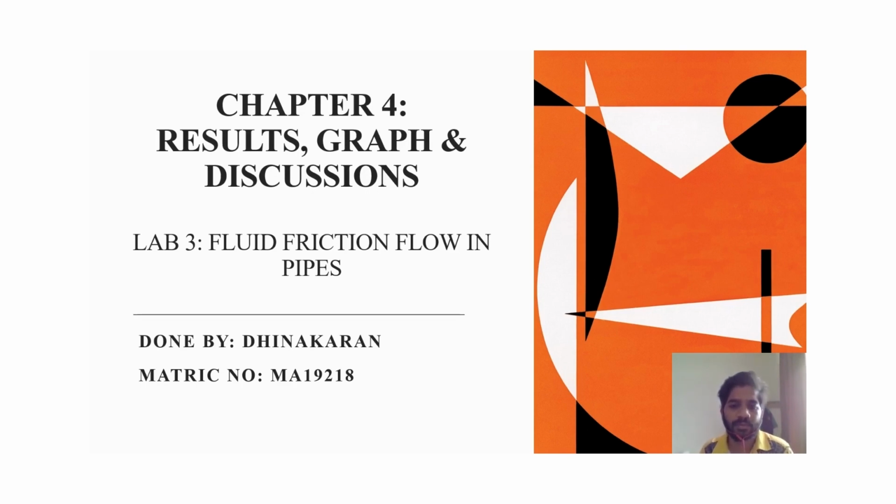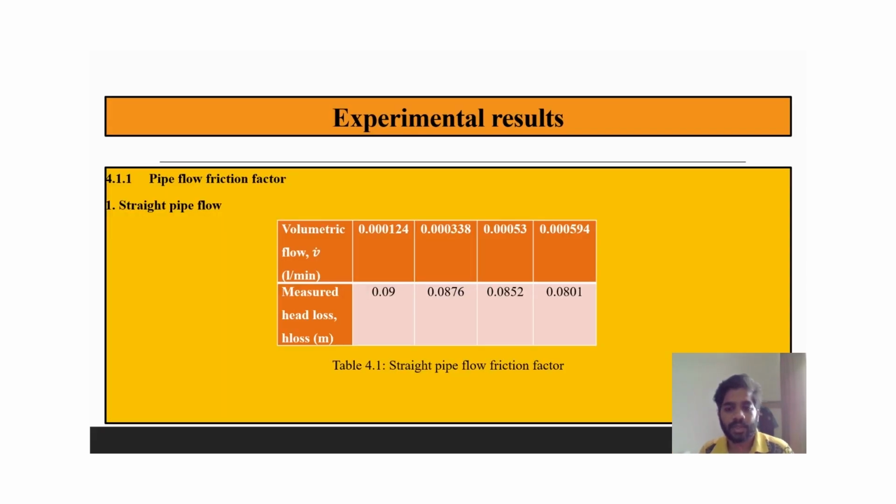Okay, today we're about to see chapter 4, which is the results, graphs and discussion for lab 3, known as fluid friction flow in pipes. Now we're about to see the experimental results obtained, starting from the pipe flow friction factor for the straight pipe flow. As you can see, this is the obtained volumetric flow, in the unit of liters per minute, followed by the measured head loss, which is in meters. As you can see, the obtained measured head loss decreases as the volumetric flow increases.